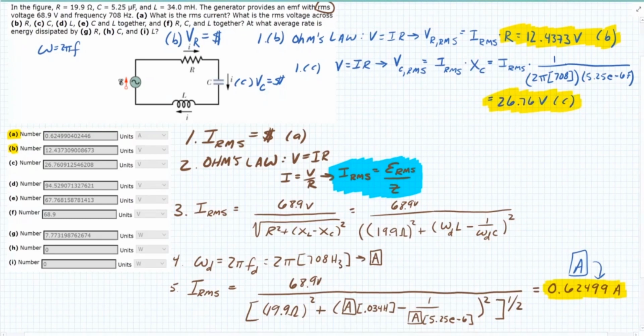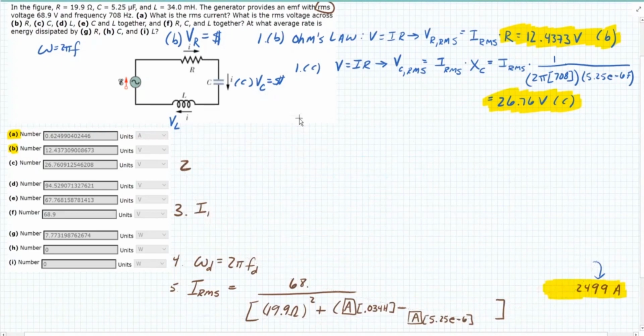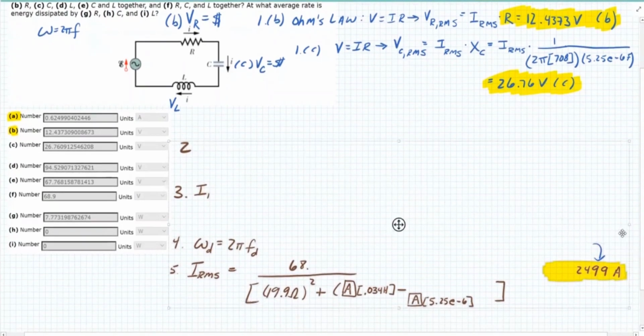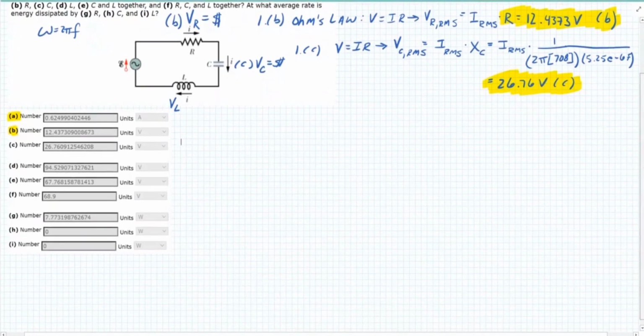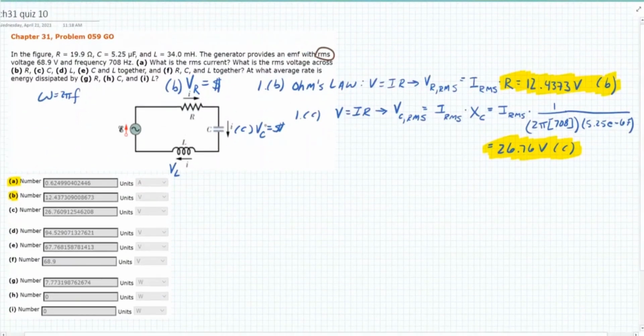D says, what about the inductor? D says there's a voltage drop associated with this inductor. I'm going to clear some clutter here. Okay. What is my voltage drop across the inductor? Part D. Inductor voltage drop is the dollar sign.